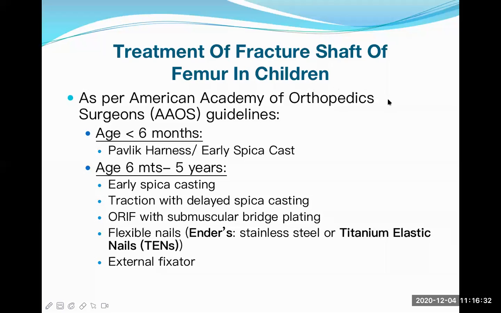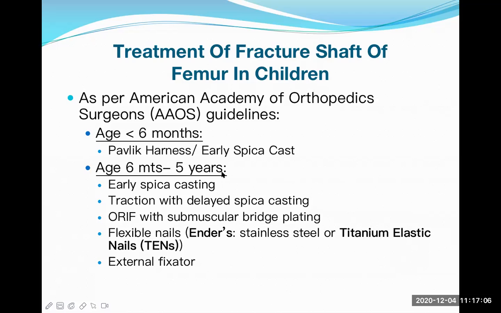Now, what about children? If they break the shaft of the femur, then how do we manage their fracture? As per the American Academy of Orthopedic Surgeons guideline, we treat this fracture of the shaft of the femur in children according to the age. If the age is less than 6 months, we go for Pavlik harness or early spica cast. I've collected some pictures here and you'll clearly understand how it looks. Let me finish this first.